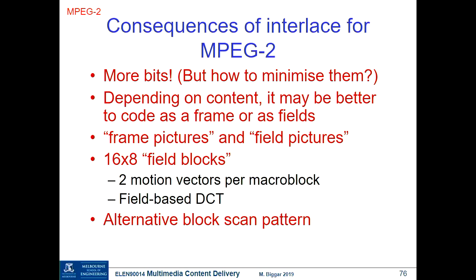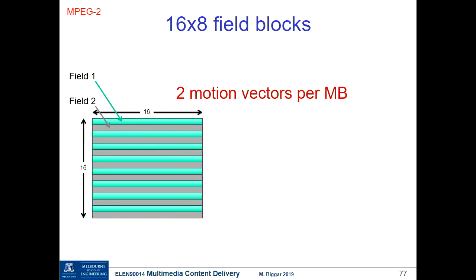taking our 16 by 16 macro block from a frame, we allow for the possibility of splitting it into two halves and taking it from a field, or taking one half of it from each field and calculating the DCT based on the field. I'll show you this in a second. There's another consequence for the block scanning pattern, but we'll talk about that in just a moment as well. So first, let's think about these field blocks.